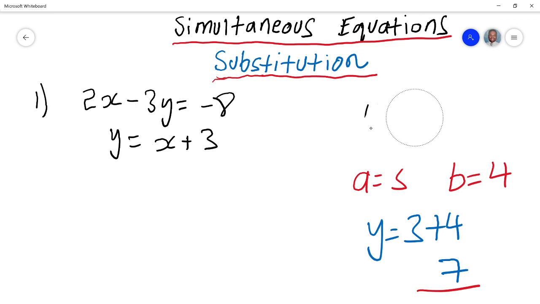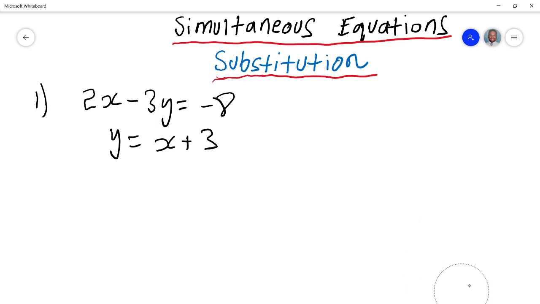So what I'll do is, after I erase this, we'll go to the question here, and I'm going to read this out. These are the two equations: 2x minus 3y equals negative 8, and y is equal to x plus 3. We need to use substitution to solve this simultaneous equation. What I would do is label the first as equation 1, and the second as equation 2. The reason I'm doing this is just to simplify what I'm going to be doing, for easy understanding.